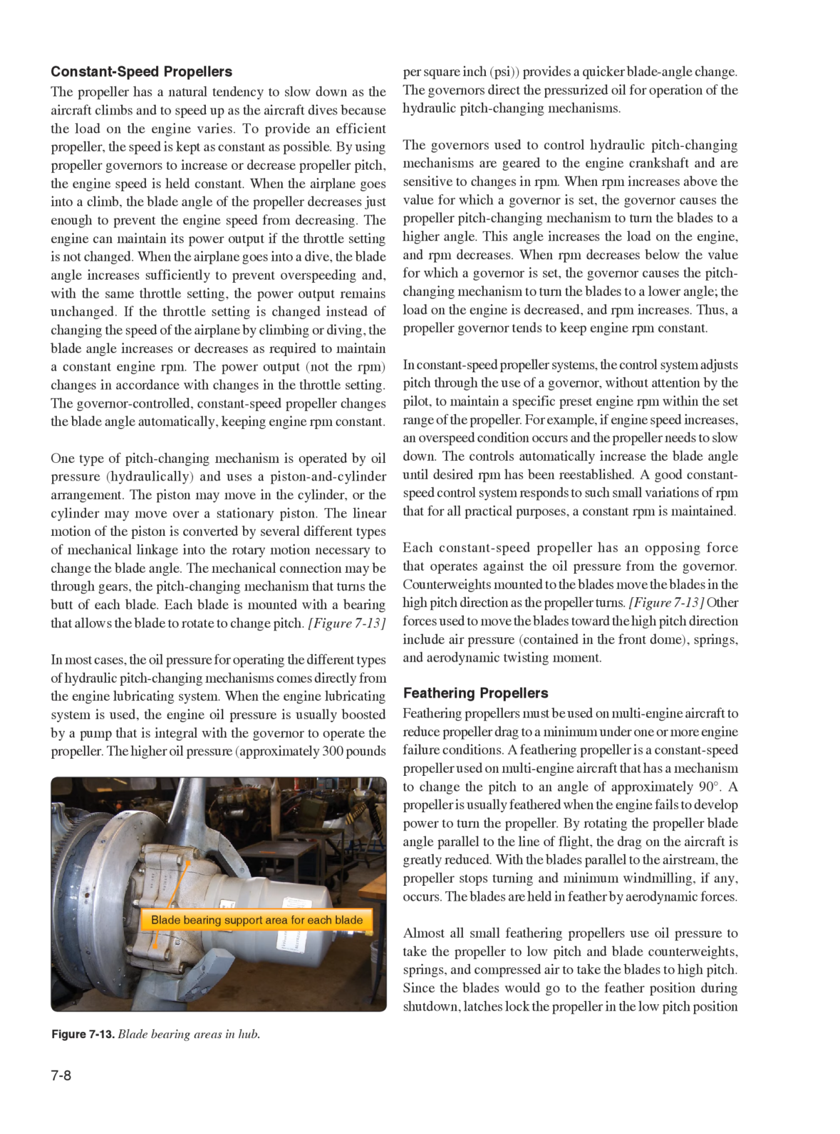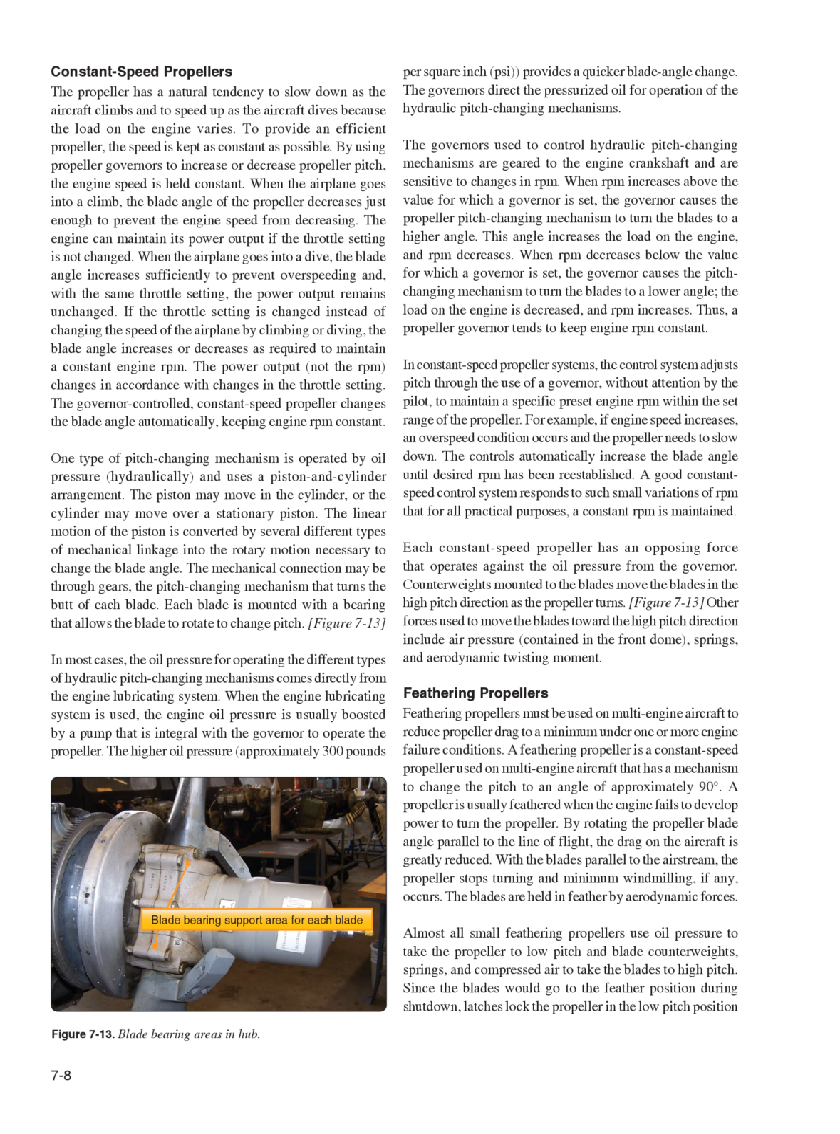When the airplane goes into a dive, the blade angle increases sufficiently to prevent overspeeding and, with the same throttle setting, the power output remains unchanged. If the throttle setting is changed instead of changing the speed of the airplane by climbing or diving, the blade angle increases or decreases as required to maintain a constant engine RPM. The power output, not the RPM, changes in accordance with changes in the throttle setting. The governor-controlled, constant-speed propeller changes the blade angle automatically, keeping engine RPM constant.